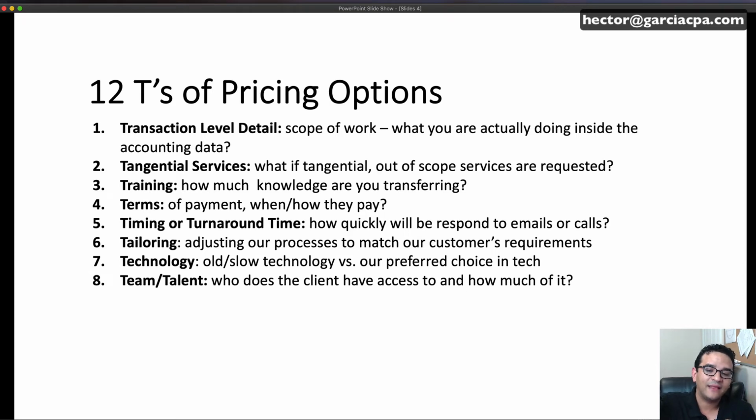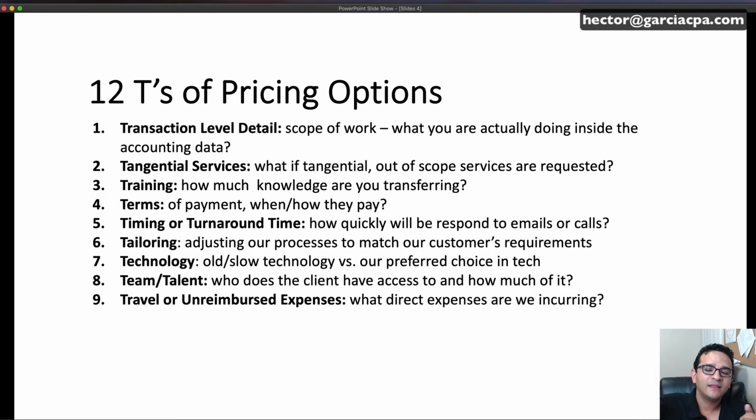Then we have team or talent, which is who does the client have access to throughout the engagement? Who is the person who's signing the return? Who is the person that's in charge of communicating with the client? And how often would that customer have access to them? Then we have travel or unreimbursed expenses, which is, do we have to incur expenses, direct expenses as part of this project? Are we paying for it? Is the client reimbursing us for it?